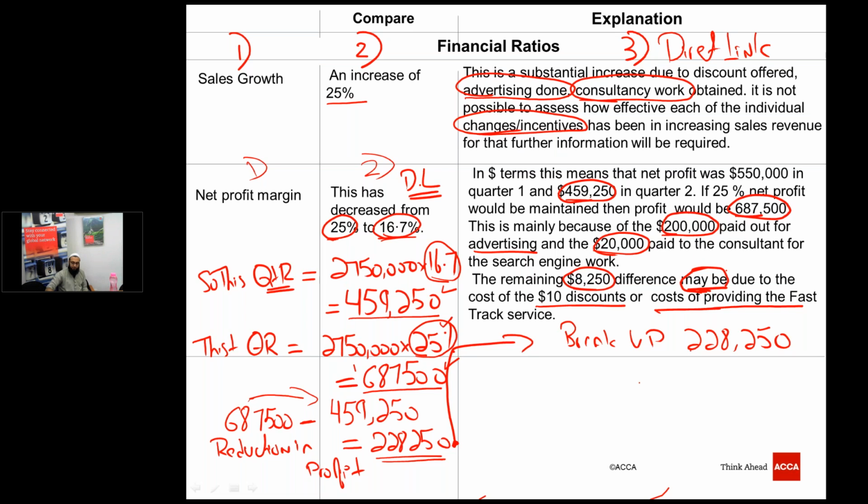Done? So this is what I've done here. I've quantified the things for you. Now, let's move on to the next one. And what's that?